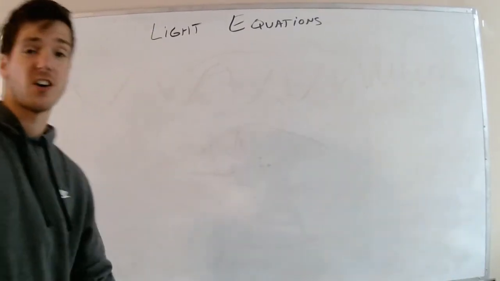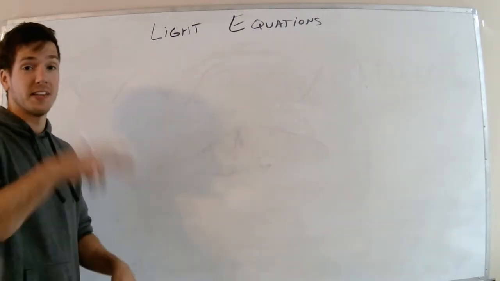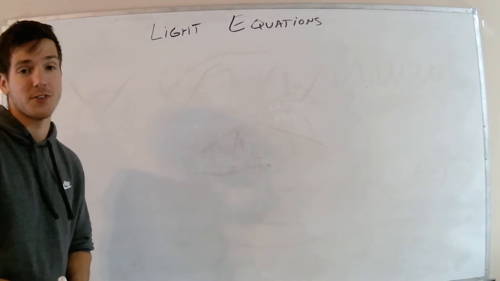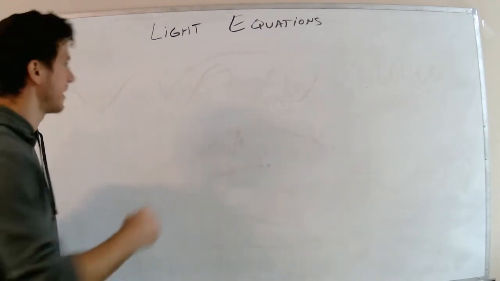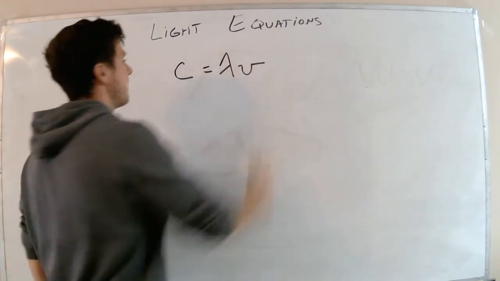Alright, next up we just got to talk about those light equations. Again, this is stuff from last year that we talked about. And there were two equations that we're going to focus on. Okay, that got some weird Greek symbols in there. The first one is c equals lambda v.